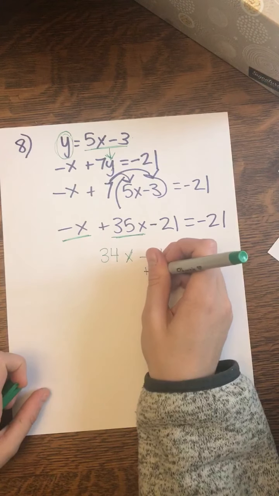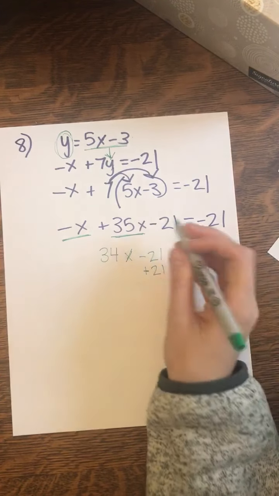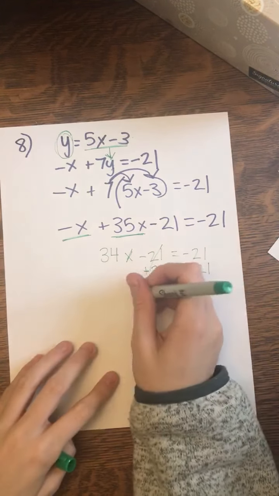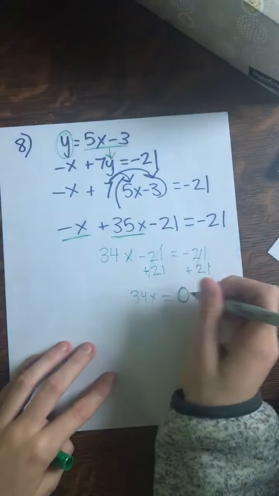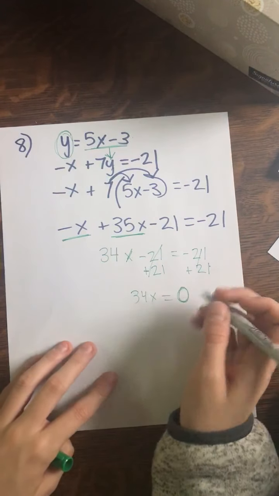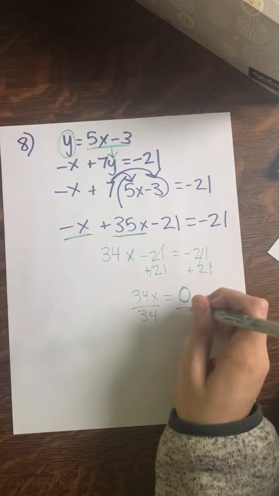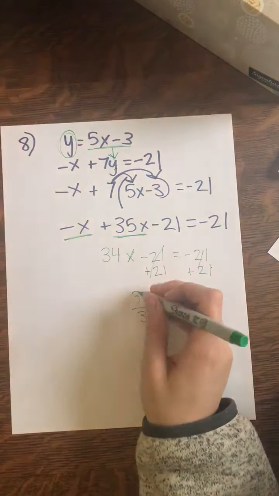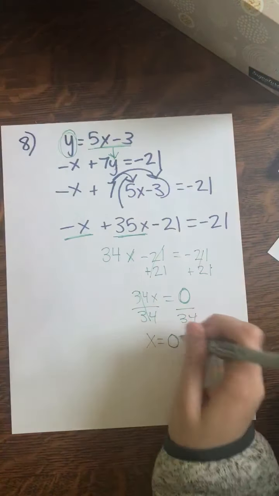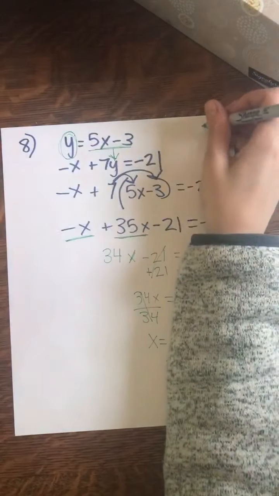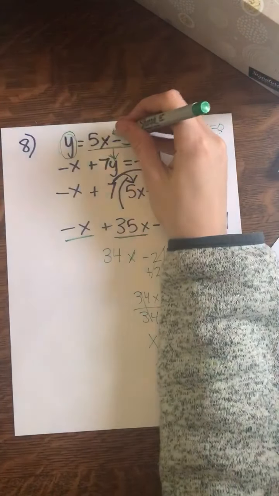So I'm going to add 21. The opposite of subtracting 21 is adding 21. Add 21, add 21. Negative 21 plus 21, I get 0, and I get 34x equals negative 21 plus 21, 0. And then I'm going to divide by 34 because the opposite of multiplying 34 times x is dividing by 34. 34 divided by 34 is 1. I get x equals 0 divided by 34 is 0. So my x term is 0. x equals 0. And now I can plug in 0 for x and solve for y.